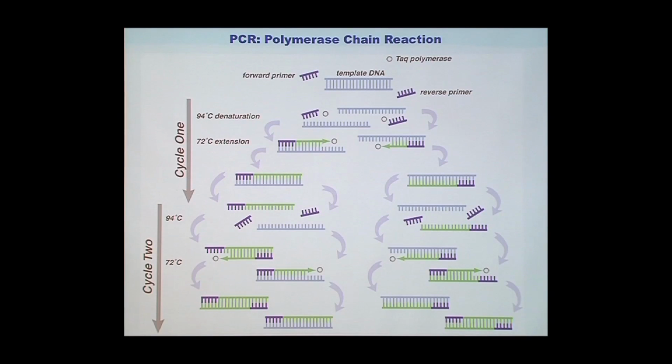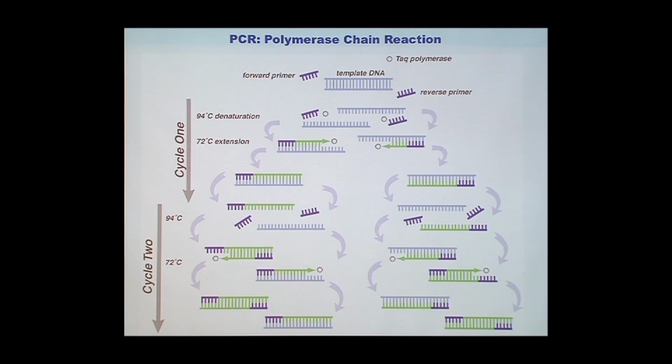So to do this in a test tube and make lots of copies of it, it cycles through temperatures. And when you cycle through a high temperature, it allows the DNA double helix, the two-stranded DNA, to do what we call denature. It separates it into two single strands. And that allows this little primer here to bind to that single strand.